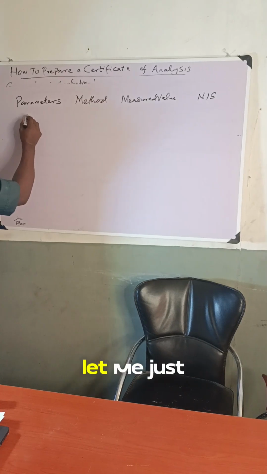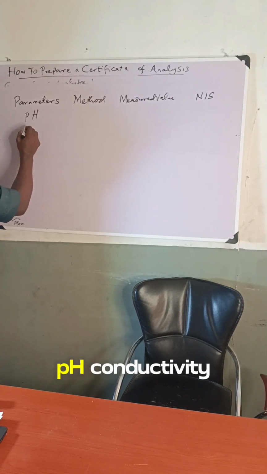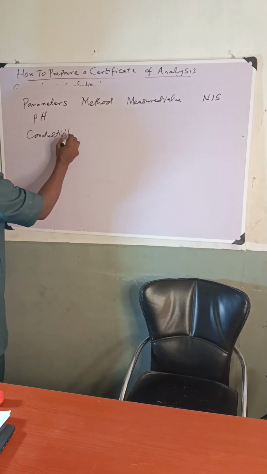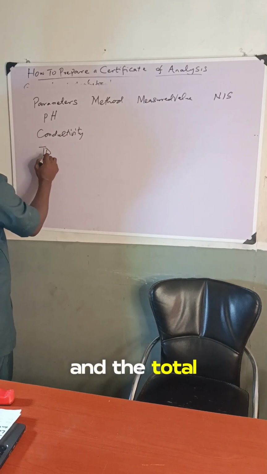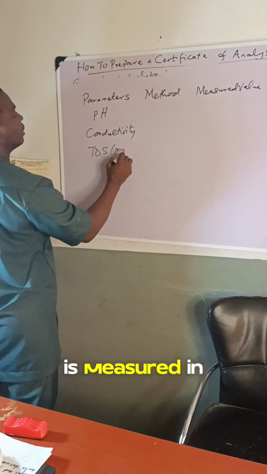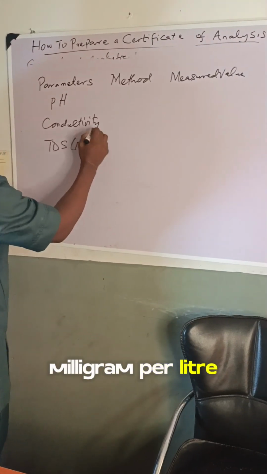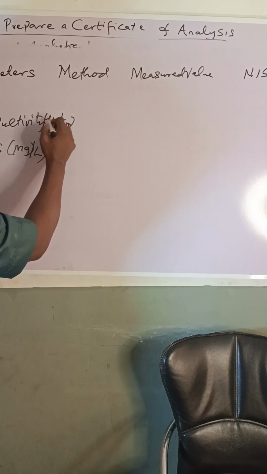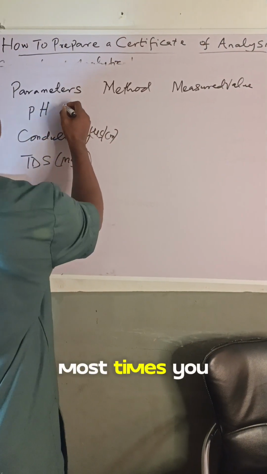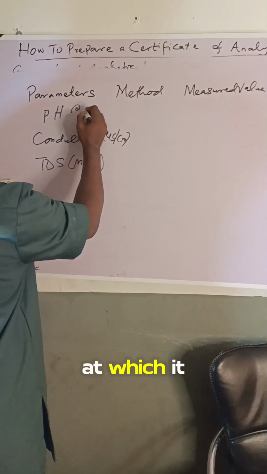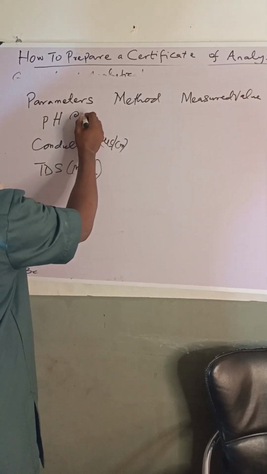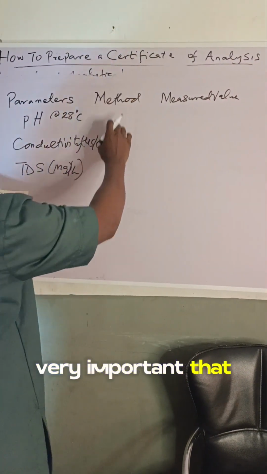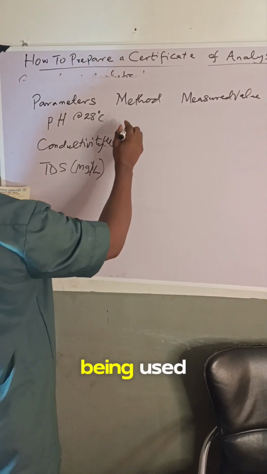to analyze it, let me just take for instance pH, conductivity, and the total dissolved solid. TDS is measured in milligram per liter, and conductivity is measured in microsiemens per centimeter. pH doesn't have units. Most times you specify the temperature at which it was measured. So it is very important that you specify the method that is being used.